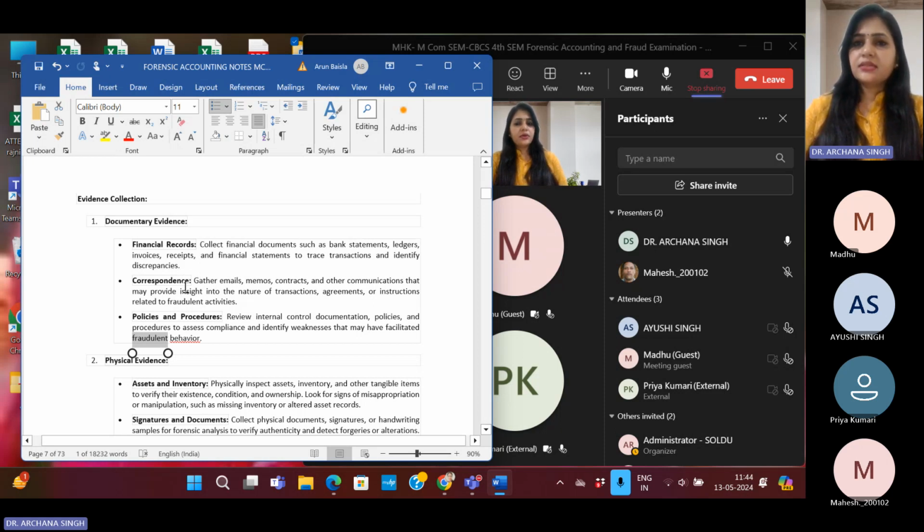Second is correspondence. Correspondence in the form of emails, memos, contracts, or other communication that provides insights into the nature of transactions, agreements, and instructions related to fraudulent activities. Then policies and procedures. Review internal control documentation, policies and procedures to assess compliance and identify weaknesses that may have facilitated fraudulent behavior. So here, documentary evidence is related to what?